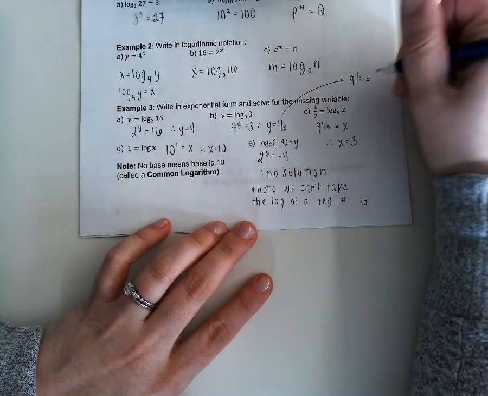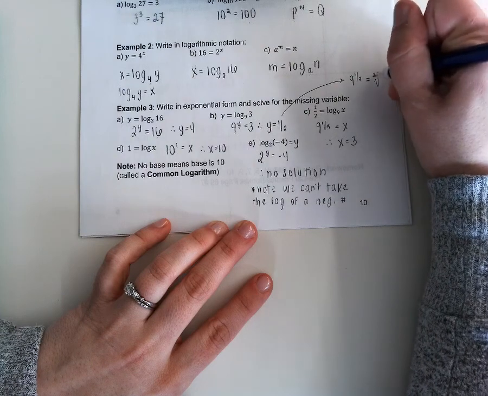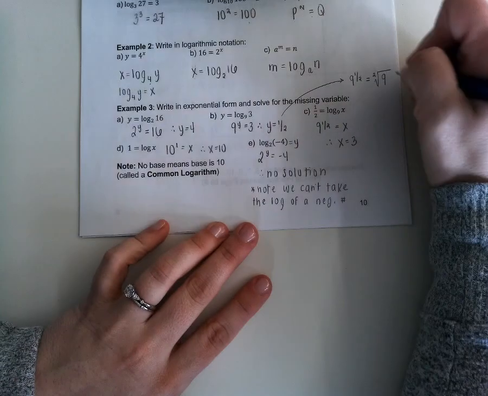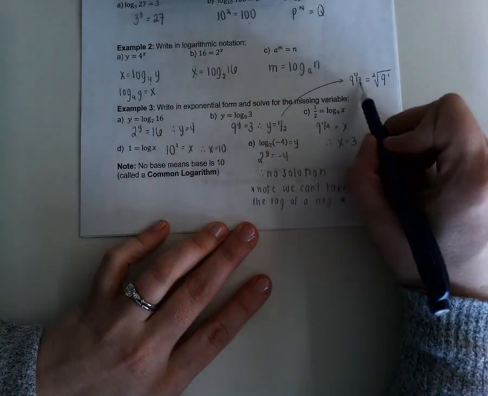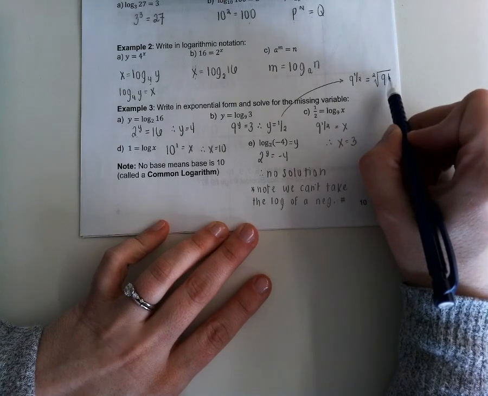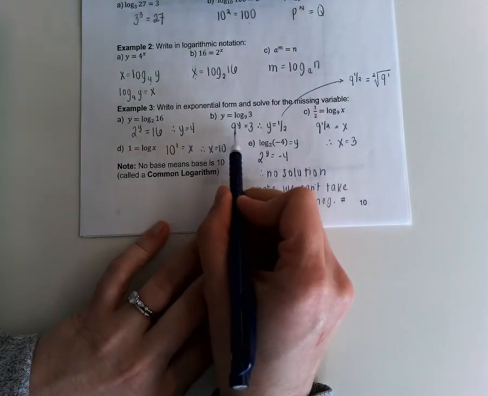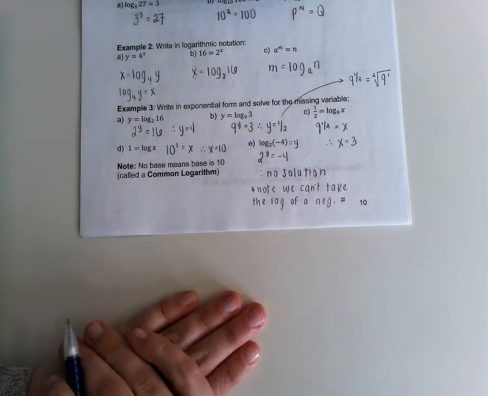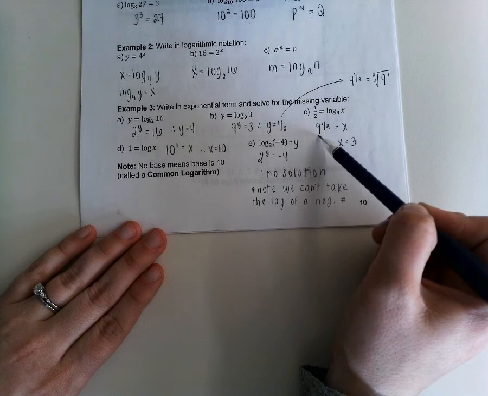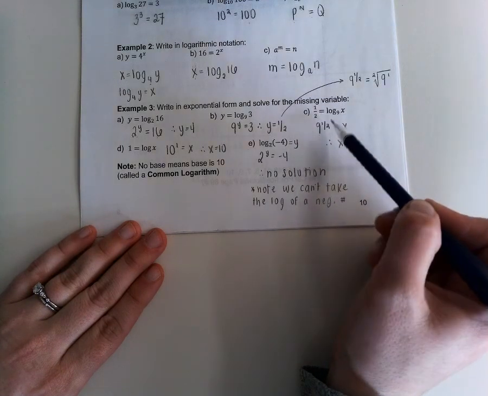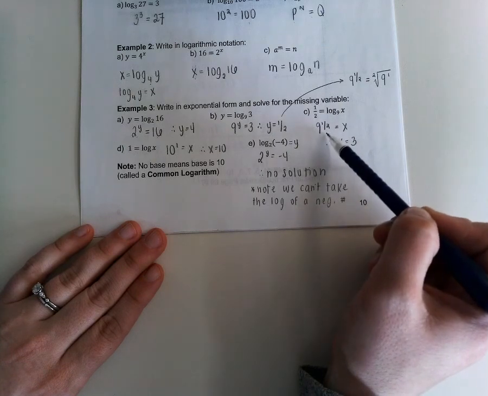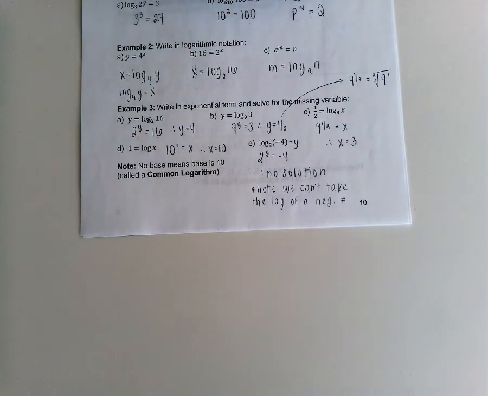that's equivalent to the square root of 9. So remember, fractional exponents, the denominator is the index of the root, and the 1 is a power inside the root. So this is the square root of 9. So 9 to the power of 1/2 is equal to 3. Over here, the base is 9. So 9 to the power of 1/2 is equal to x. So again, this means the square root of 9, which is 3.